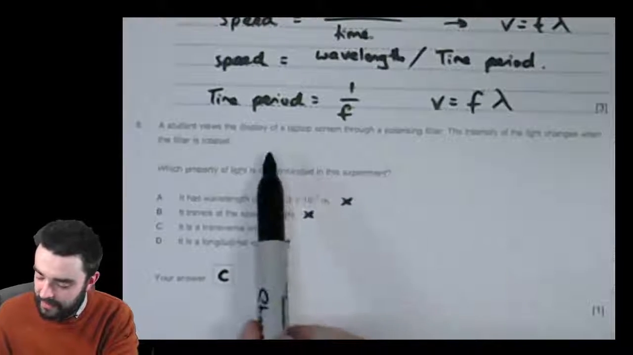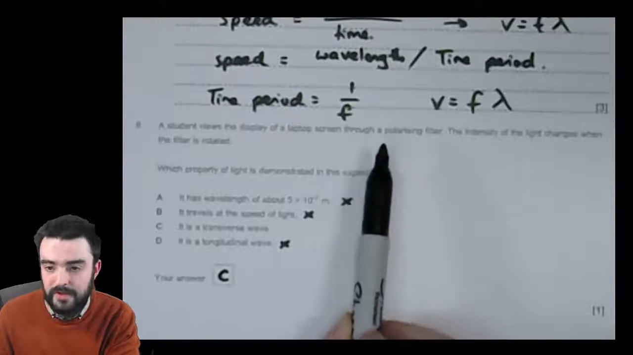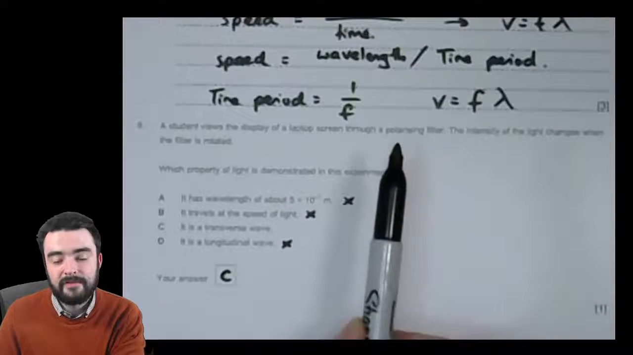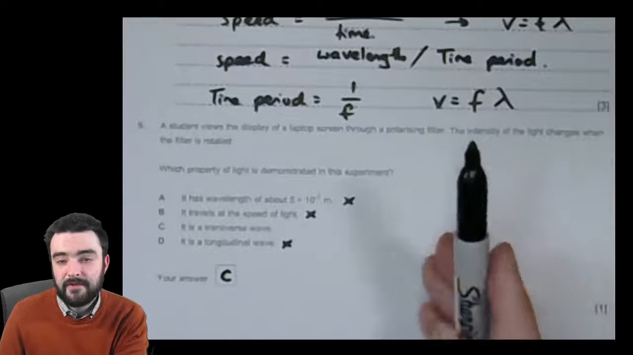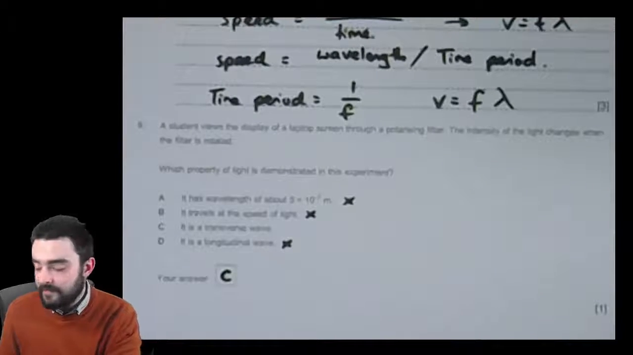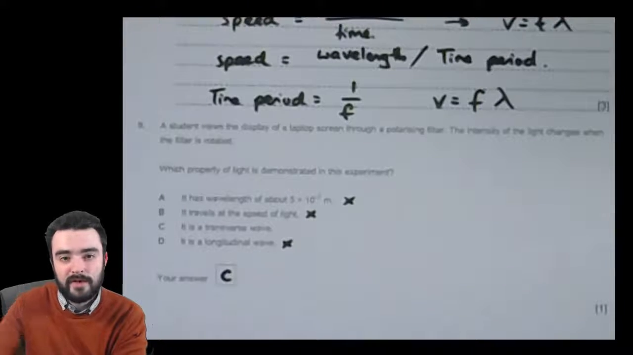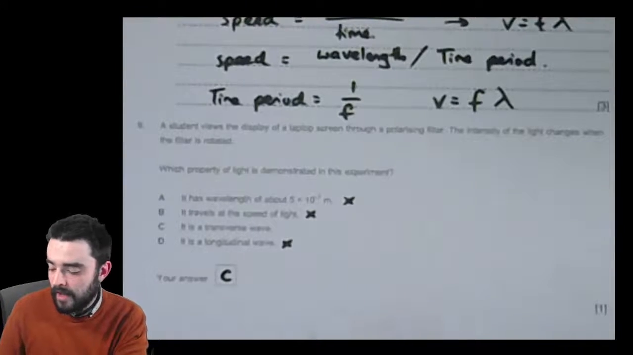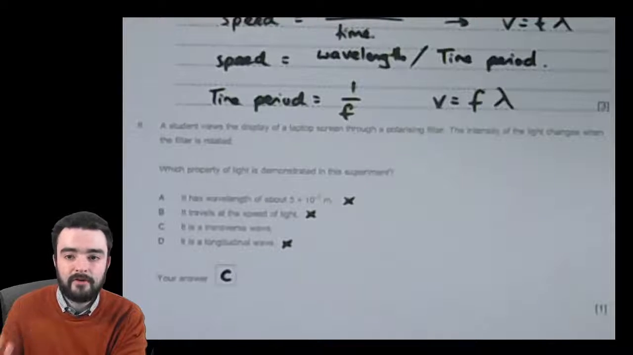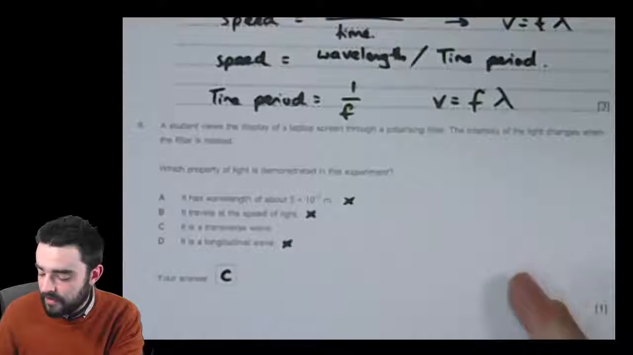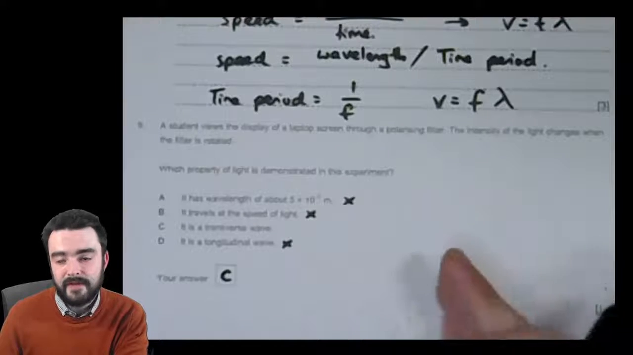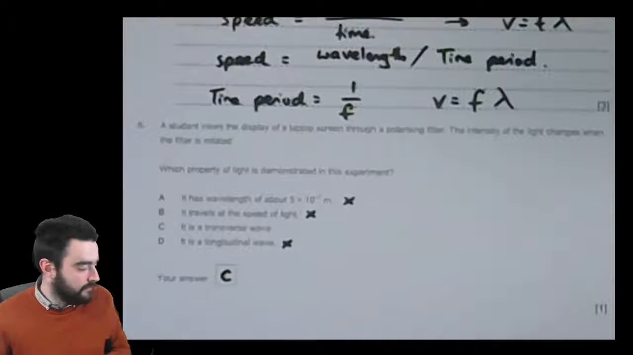This is really saying, do you recognize what types of waves can be polarized? And it's transverse waves that can be polarized. The reason for this is that longitudinal waves are only vibrating in one orientation anyway, so you can't change that. You can't decrease the number of orientations. So to polarize something, it has to be a transverse wave.